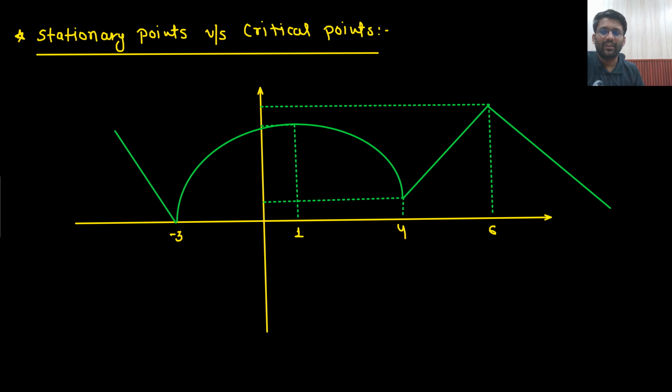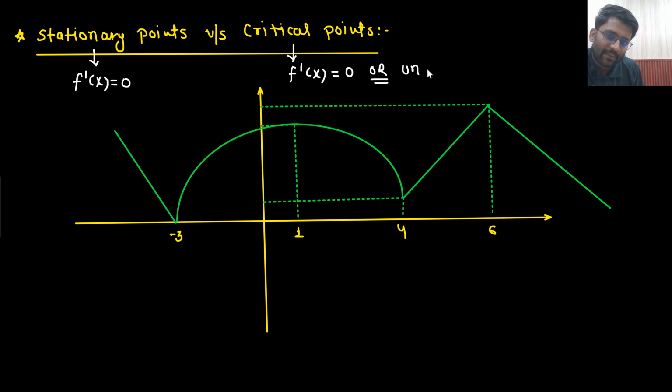Let's understand the difference between stationary points and critical points. So what do you mean by stationary points? Stationary points means all the values of x where your slope is 0, and critical points means all the values of x where your slope is 0 or undefined. So here the slope is 0, right? Here the slope is undefined, a sharp turn, a sharp transition.